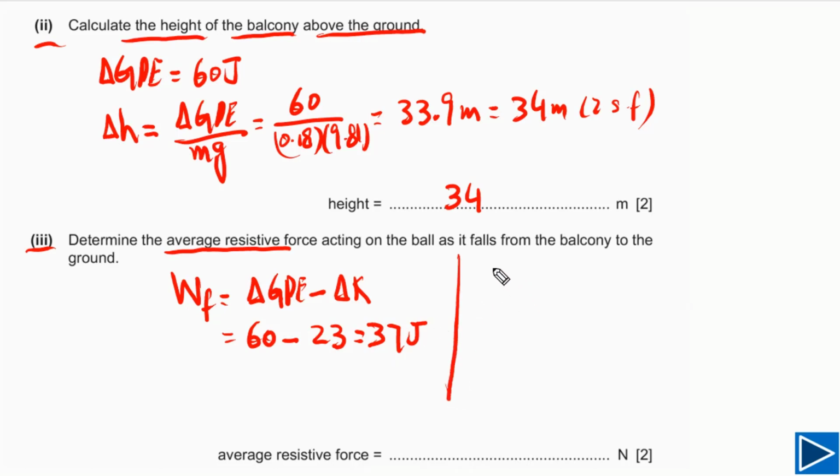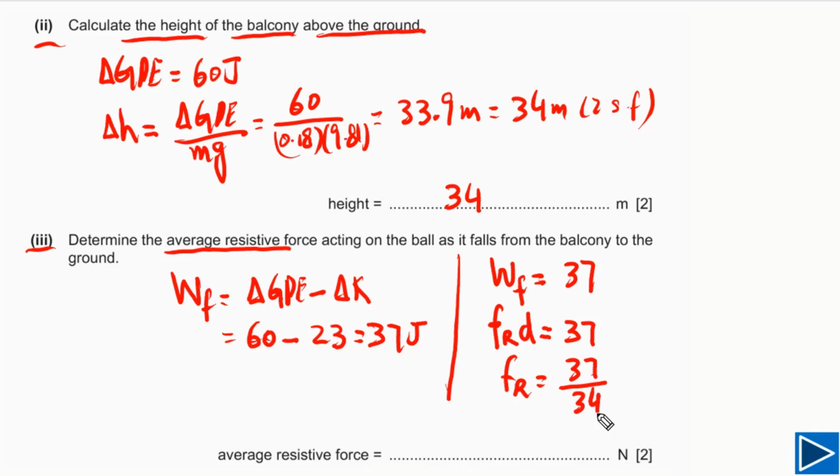Now we have the work done by resistive forces, so we can calculate the average resistive force acting on the ball. Work done by resistive forces is equal to the average resistive force times the distance, and this is equal to 37. So we can write the average resistive force is equal to 37 divided by 34, because this is the distance traveled by the ball. If we solve for this, our final answer will be 1.1 newtons. So this is the magnitude of the average resistive force.